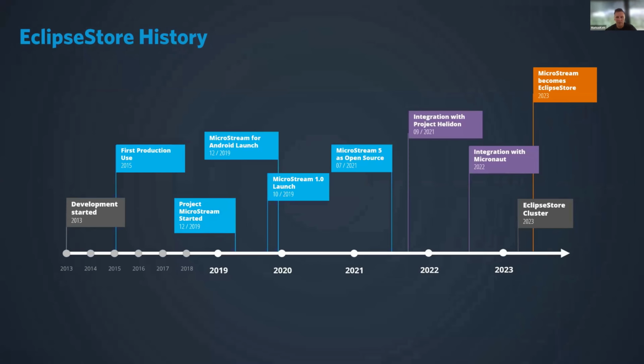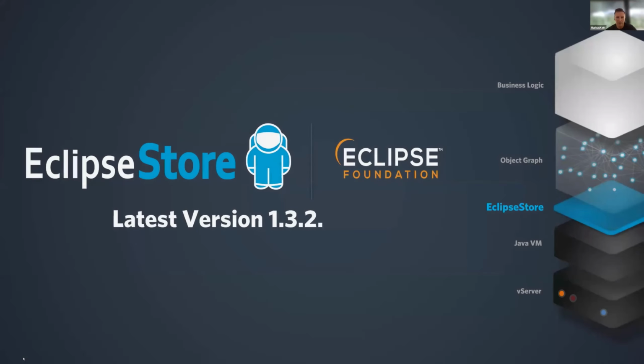The history of EclipseStore started in 2013. Two years later, we used the framework for the very first time in production. And as I mentioned, since last year, it's an Eclipse project. Currently we are working on an indexing API, and we have a concept for distributed applications already built. So let's talk about the architecture and the functional principle of EclipseStore.